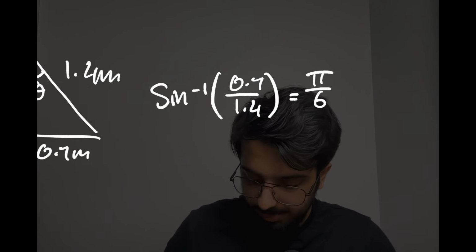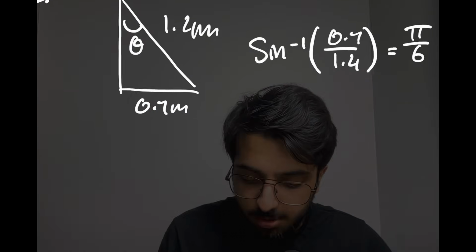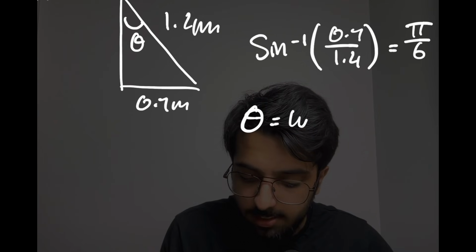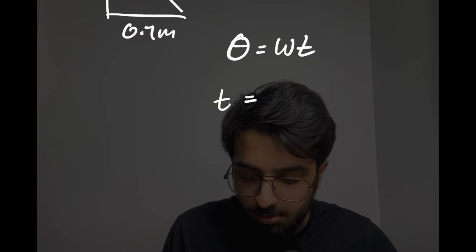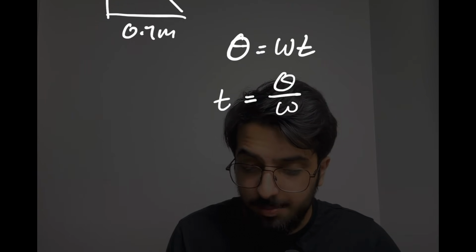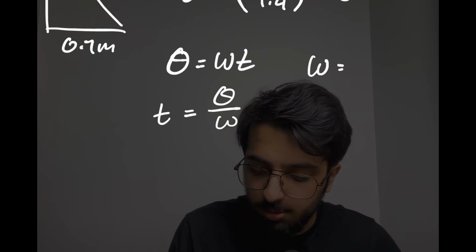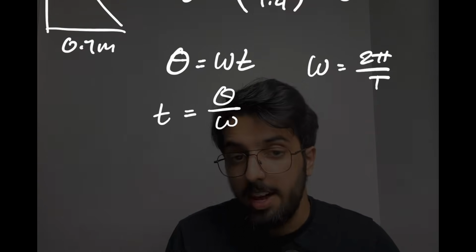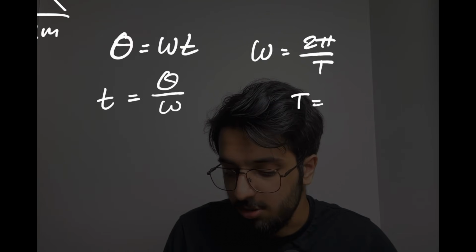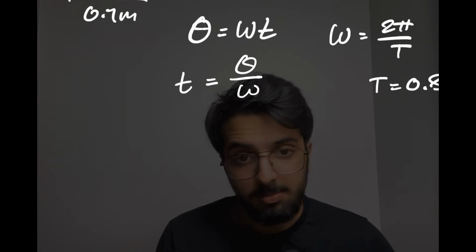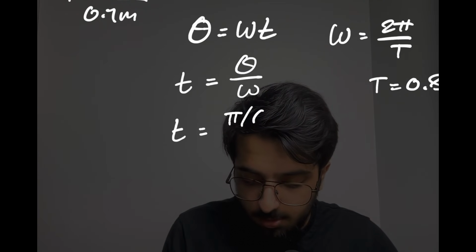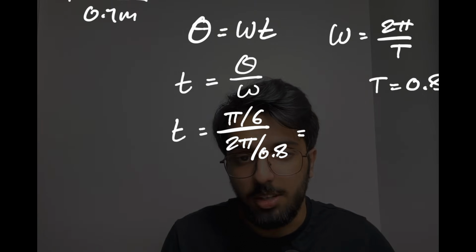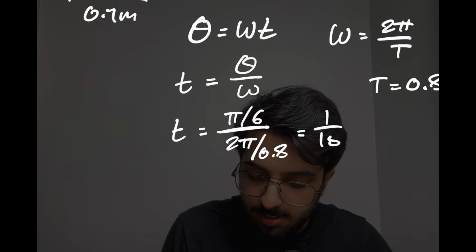Okay? So now that we know that angle, we also know that theta is equal to omega t, so we can find the value of t. We can say that t is equal to theta all over omega, and we also know that omega is equal to 2 pi over T. And I said before that our T is equal to 0.8 seconds, right? So t is equal to pi over 6 all over 2 pi over 0.8, and that gives a time value of 1 over 15 seconds.